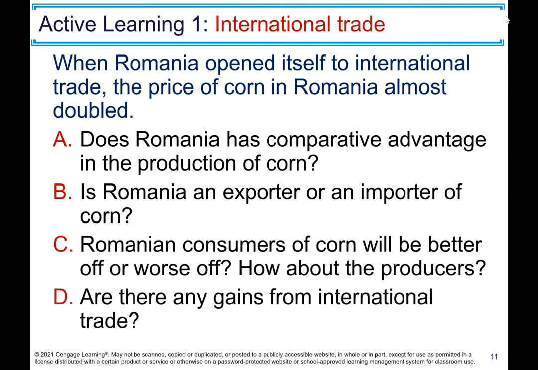Active Learning 1, International Trade. When Romania opened itself to international trade, the price of corn in Romania almost doubled. Number A, does Romania have a comparative advantage in the production of corn? Number B, is Romania an exporter or an importer of corn? Number C, will Romanian consumers of corn be better off or worse off? How about the producers? Number D, are there any gains from international trade?